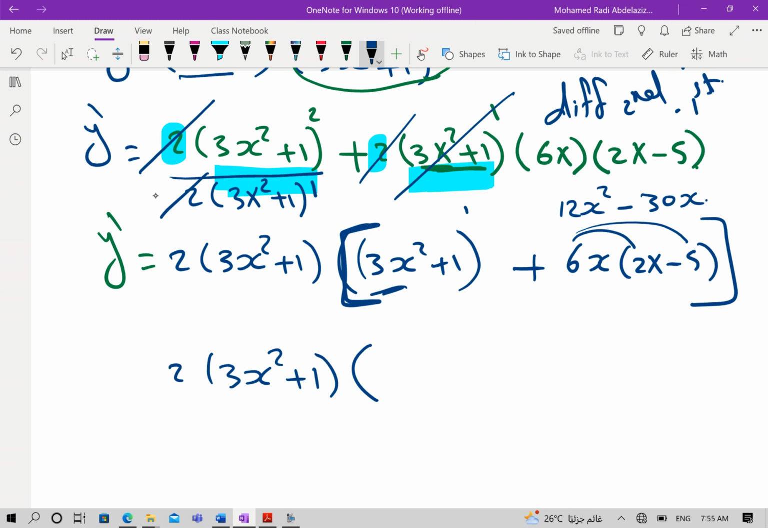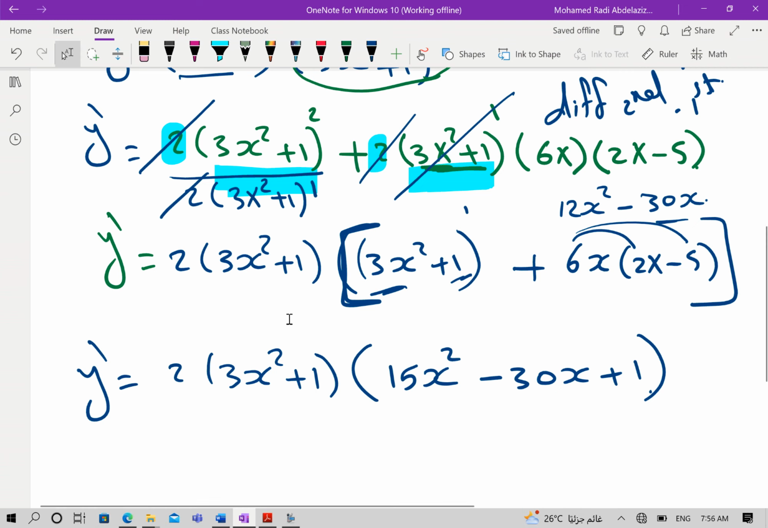So simplify 3x squared and 12x squared, 3x squared plus 12x squared will be 15x squared, and 1 minus 30x, keep it negative 30x plus 1, the final simplified answer. This is y dash. For the first rule, the product rule, multiplication of two functions: differentiation of first multiplied by second plus differentiation of second times first.